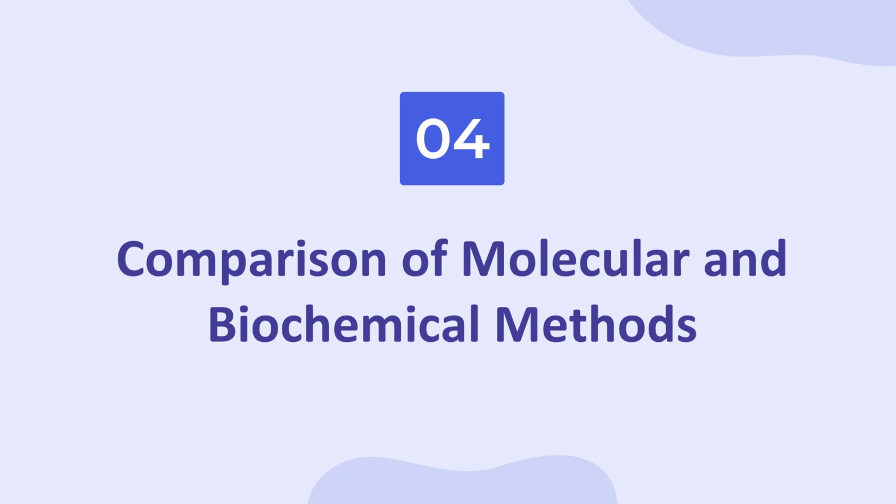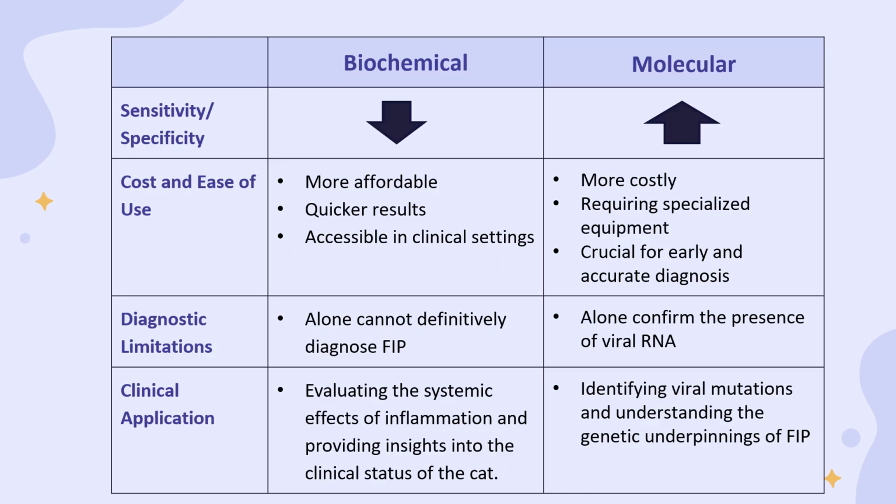Now, let's compare molecular and biochemical methods. Molecular methods, particularly advanced techniques such as qRT-PCR and ddPCR, offer high sensitivity and specificity by directly detecting viral RNA. These methods are reliable even in the early stage of the disease. In contrast, biochemical methods assess the inflammatory process and immune response, but lack the specificity required for a definitive FIP diagnosis.